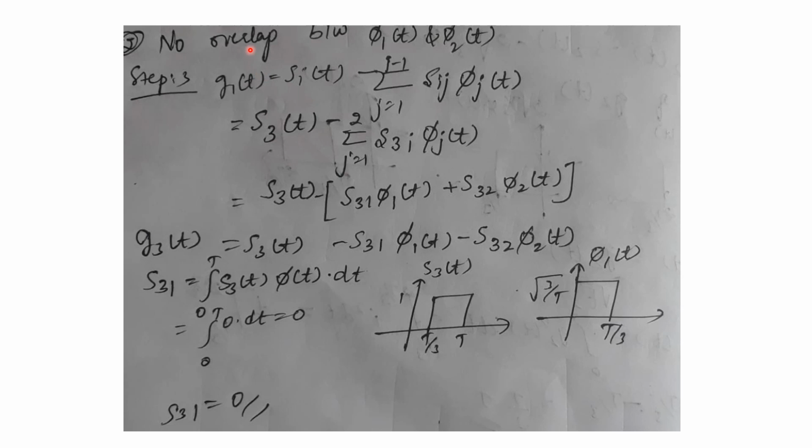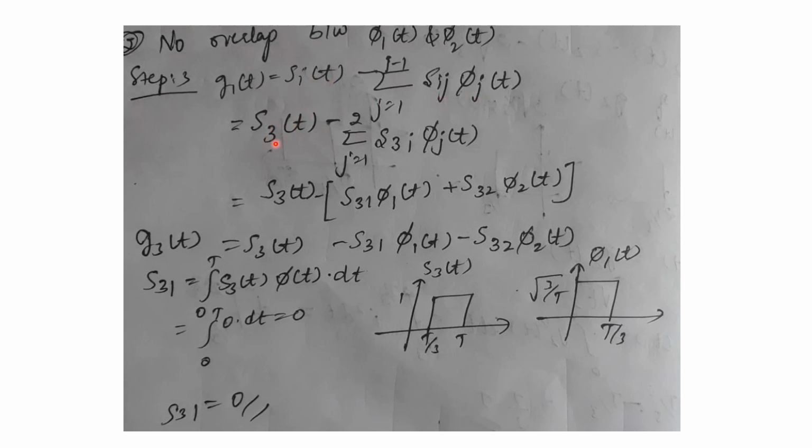Now we have to find the no overlap between phi 1 of t and phi 2 of t. We already found phi 1 of t and phi 2 of t. Now we have to find step 3. g1 of t is equal to s1 of t minus the summation of j equals 1 to i minus 1 of s_ij phi j of t.